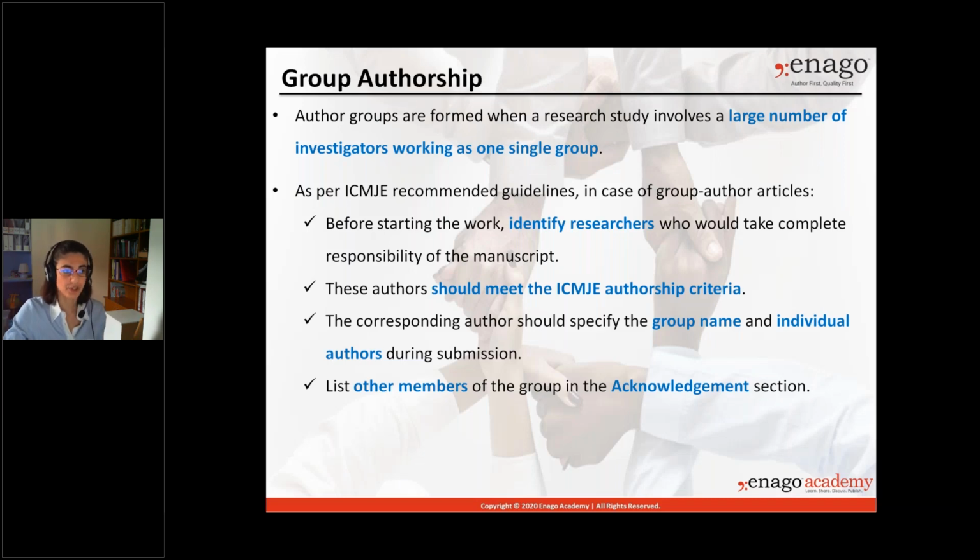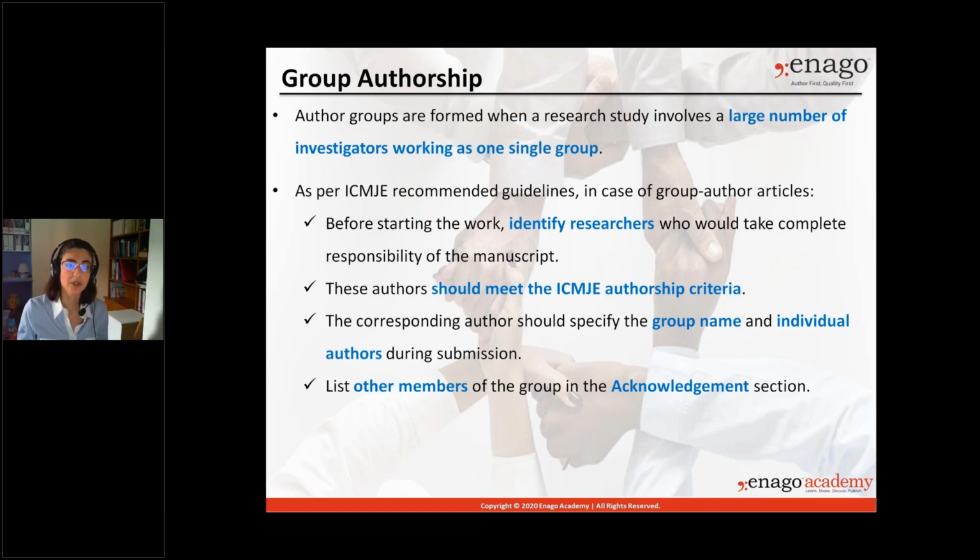Now, in group authorships, this is the case where author groups are formed when a research study involves a large number of investigators working as one single large group, and this does not necessarily mean that they're physically together in the same place. They can be a large group formed of participants from all over the world. So, as per the ICMJE's recommended guidelines, in the case of group author articles, it's important to bear in mind the following 4 points.